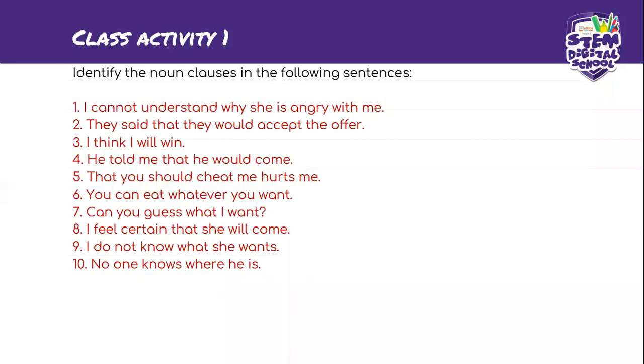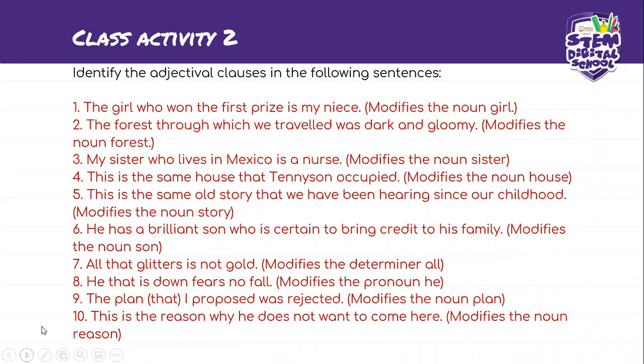Okay, so we can pass. I see a lot of yes in the chat saying that you have understood what we were doing. Okay, so class activity 2: identify the adjectival clauses in the following sentences. Okay, I will need to black out just a bit.